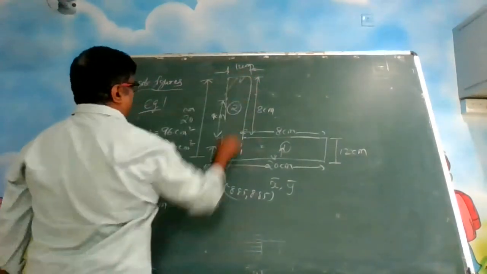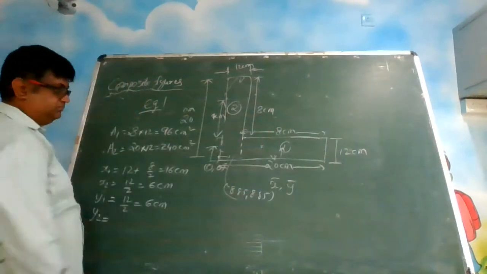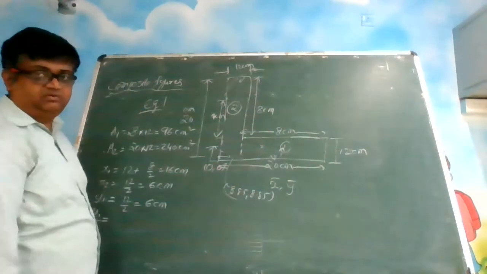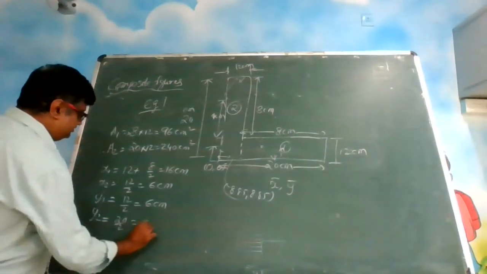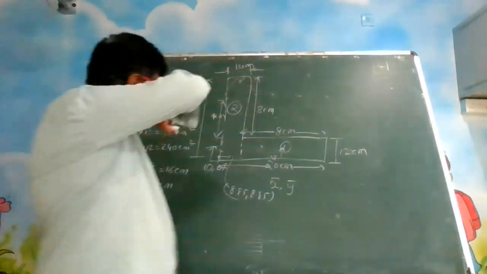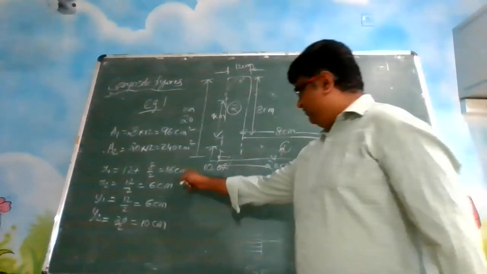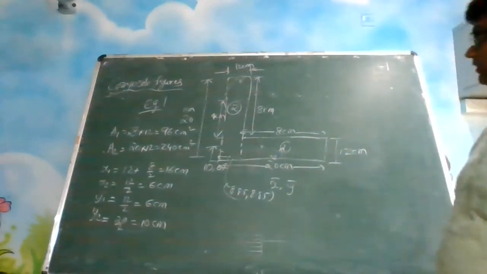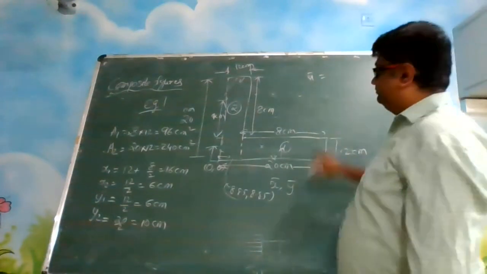What about this area? This total is 20. So 20 का आधा होगा. It is from 0 only, right? So it will be 20 divided by 2. This will be 10 centimeter. Okay? 20 by 2, 10 centimeter. So x1 is 16. Yeah.